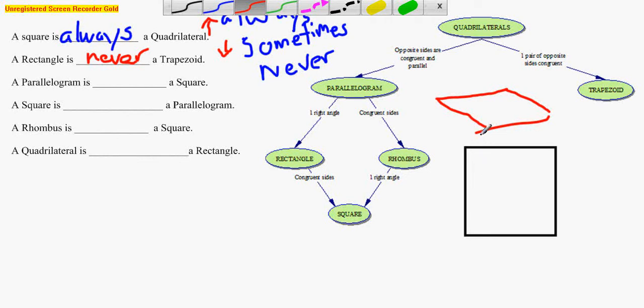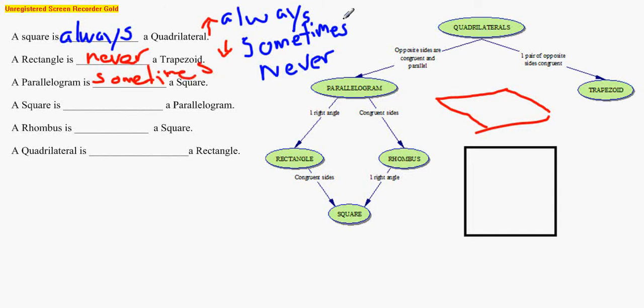For this to be a parallelogram, all it has to have is opposite sides parallel, and a square does. So a parallelogram can be a square, but it doesn't always have to be one. And so the answer here would be sometimes. And again, if you like to memorize these, it was sometimes going down. We started with a parallelogram, and we went downward to a square, so it was sometimes. A lot of people like to memorize it that way.